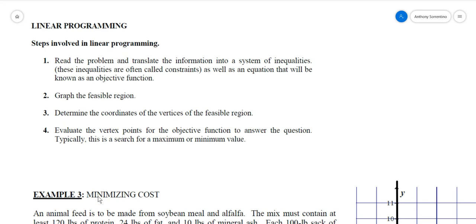So the process of linear programming involves these steps. You're going to read the problem because you're going to be given a word problem in all these cases, and you want to translate the information into a system of inequalities. These inequalities will be known as the constraints. The way you know these are the constraints is because there's going to be another thing we're going to be looking for, which is an equation that will be known as the objective function. The objective function is typically going to center around whatever you're trying to either maximize or minimize, and that's what most of these problems are going to be like.